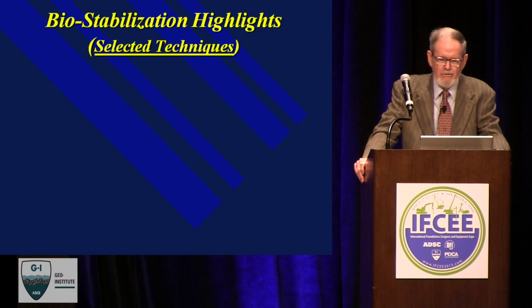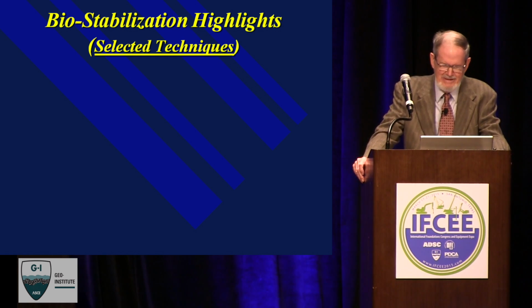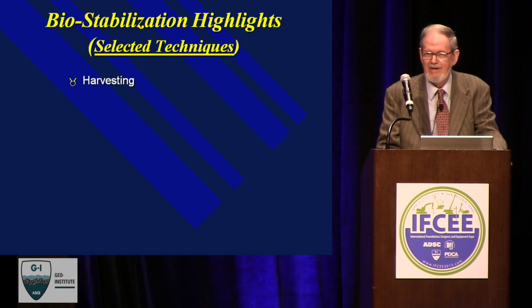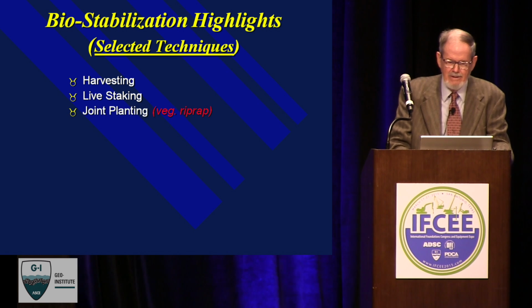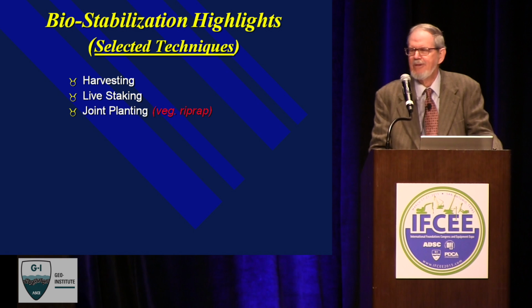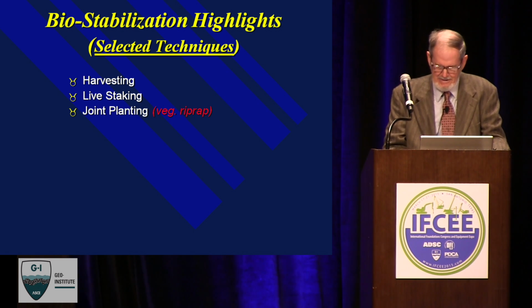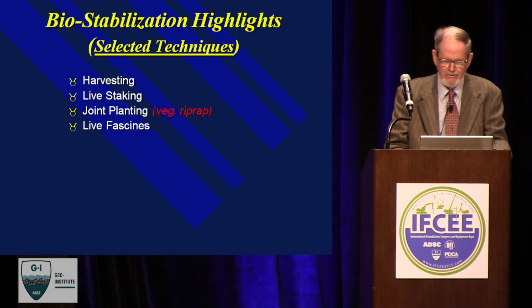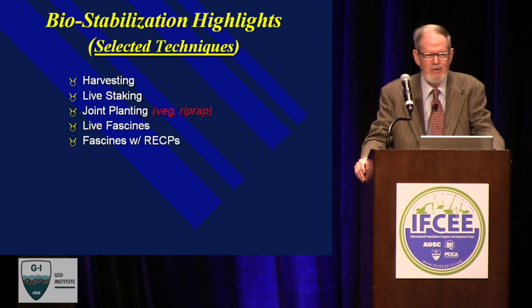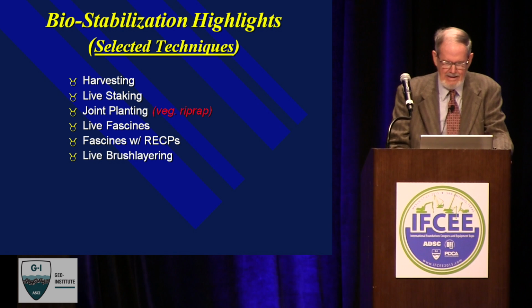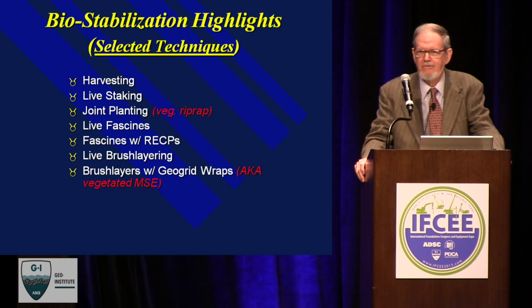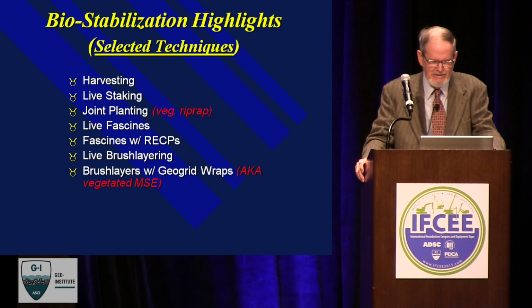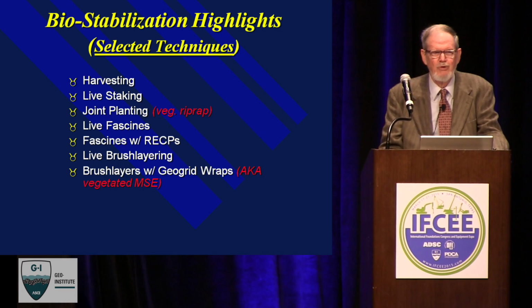Now, some biostabilization highlights, a few selected techniques which I will discuss, starting with harvesting. You have to get the plant material somehow or other. Live staking, a very common, widely used technique. Joint planting, sometimes called vegetated riprap, in which the stakes are inserted into rock armor. Live fascines, another widely used technique. Fascines with RECPs. RECP is a rolled erosion control product. Live brush layering, similar to live fascines, but the orientation of the plant material is quite different. And brush layers with geogrid wraps, also known as vegetated mechanically stabilized earth, or colloquially as burrito wraps.